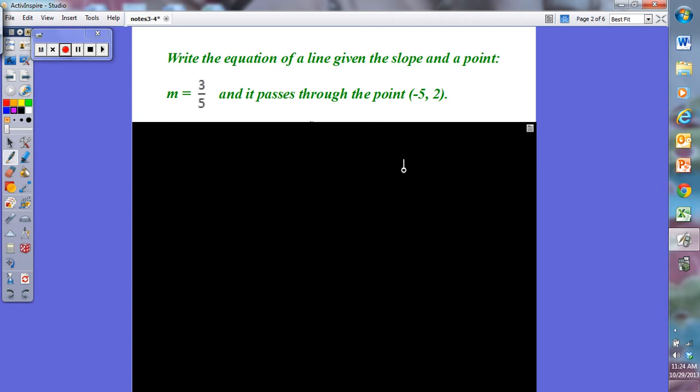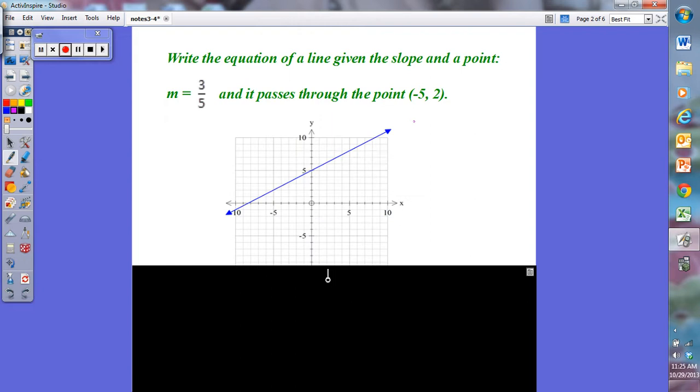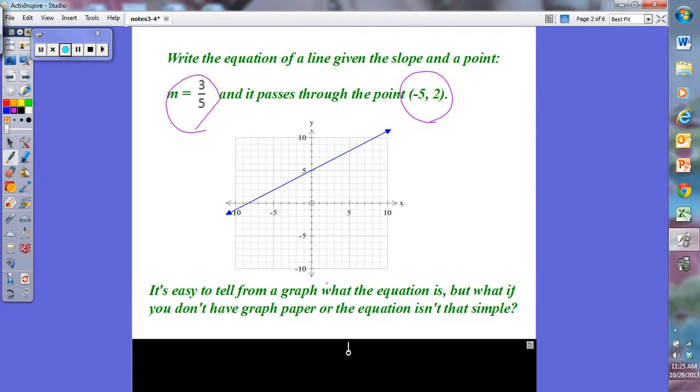Write the equation of a line given the slope and a point. So we know m, and we know a point. We don't know b. So we are going to look at the graph first. Now you're not going to be able to do this if you don't have graph paper, but this is a line that goes through the point negative 5, 2, and has a slope of up 3 over 5. So this is the line. There's only one line that can have this slope and this point. But we want to know what the equation of the line is.